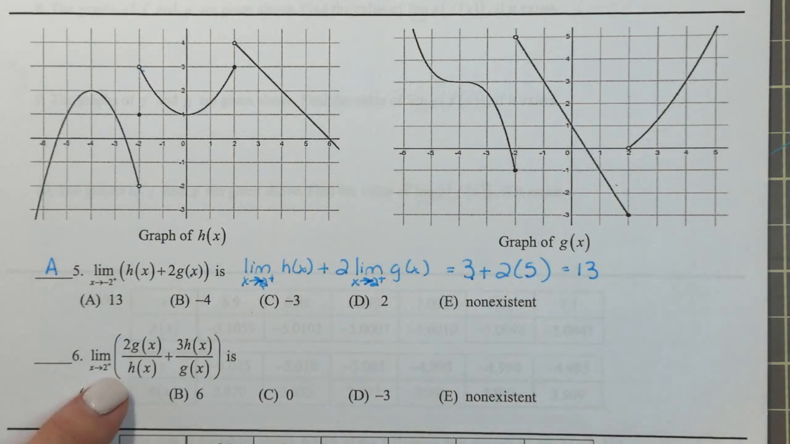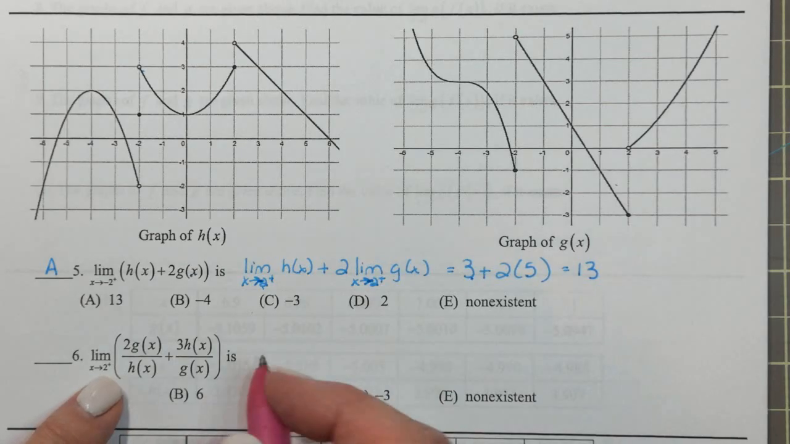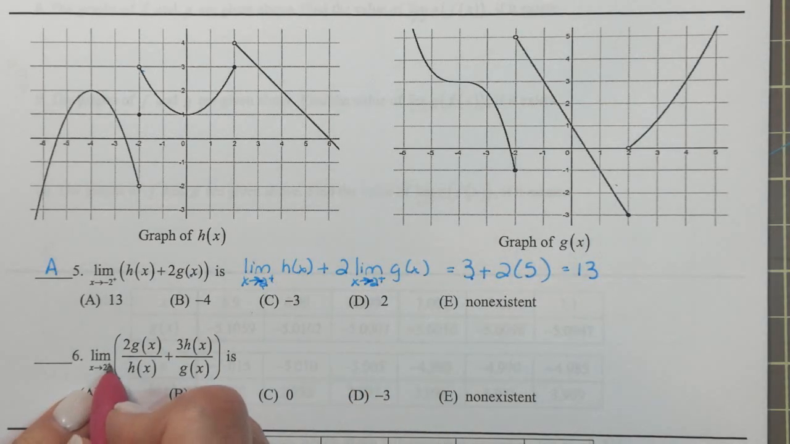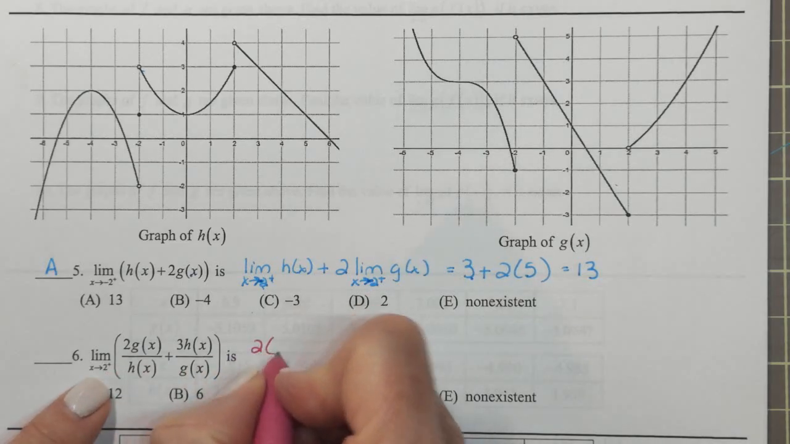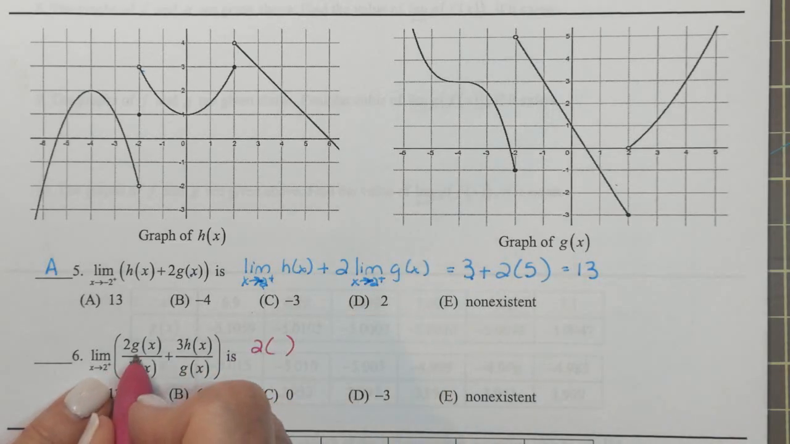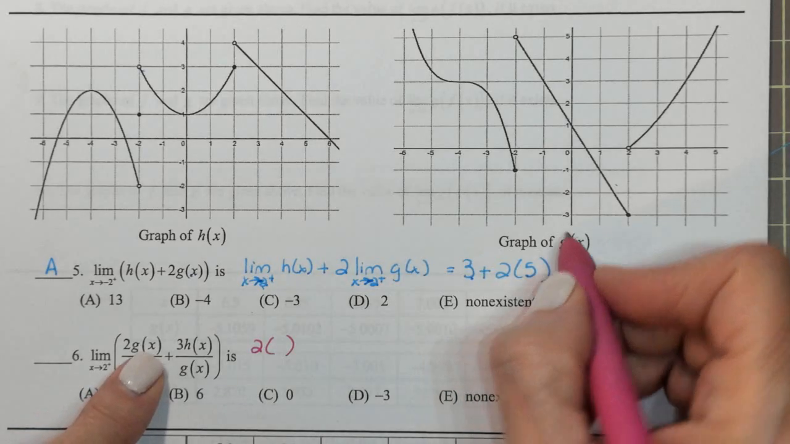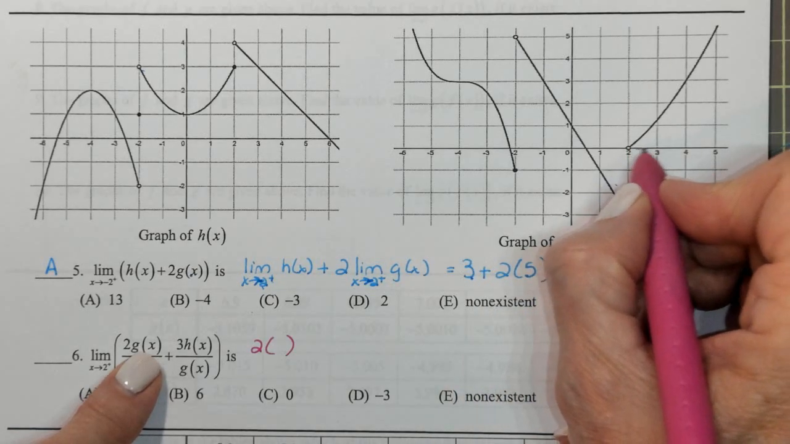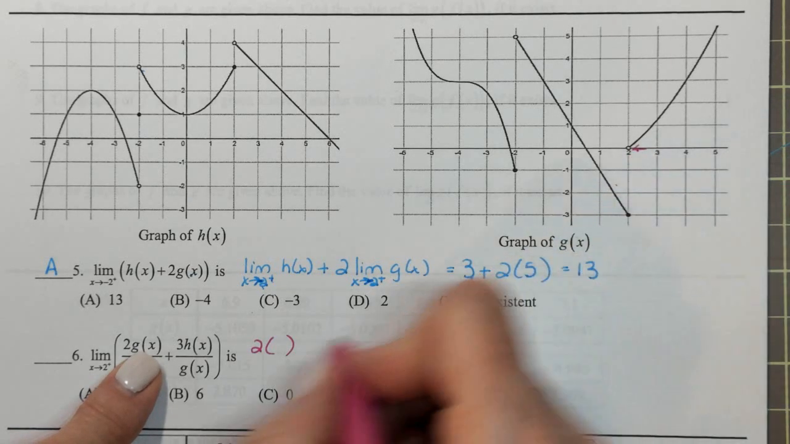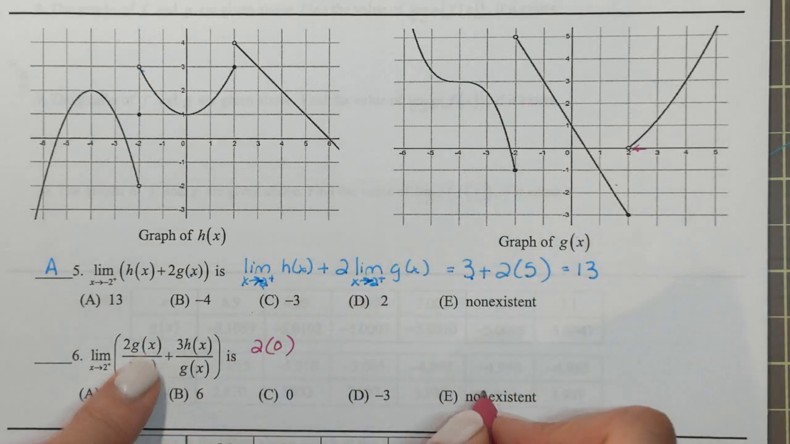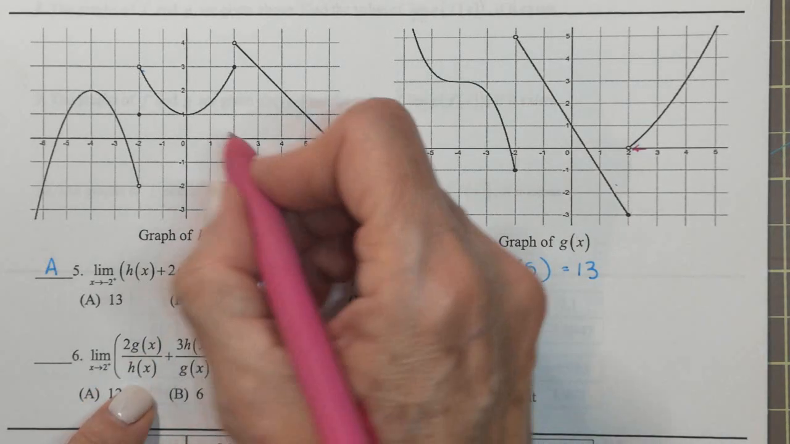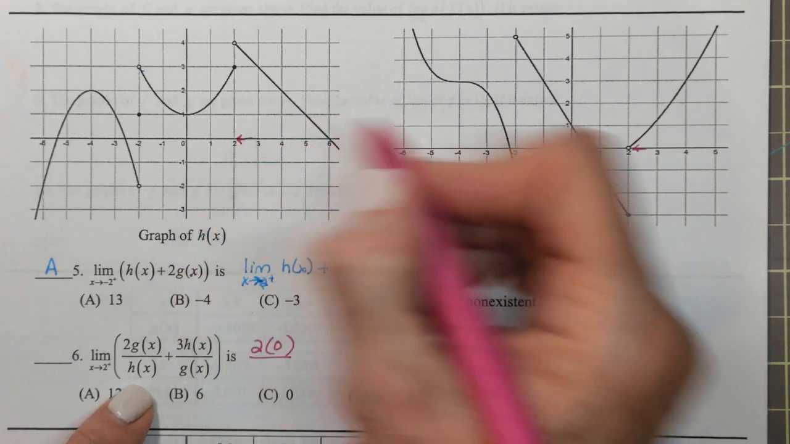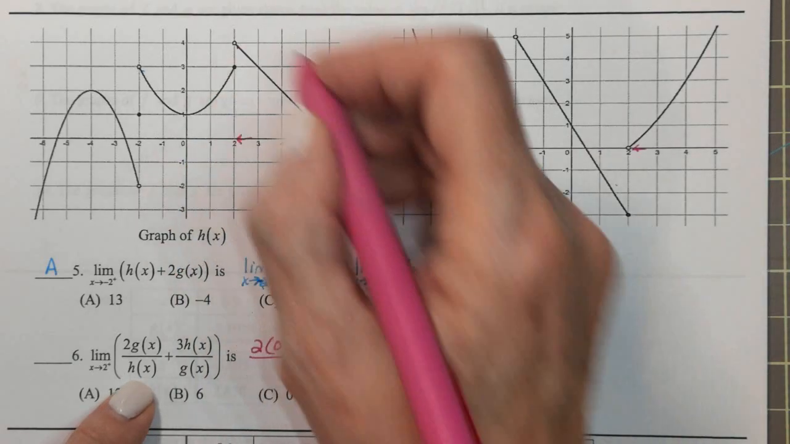Okay. For number 6, now it's positive 2 from the positive side. So let's go through this. g of x, positive 2 from the positive side, that would be 0, right? h of x, positive 2 from the positive side would be 4.